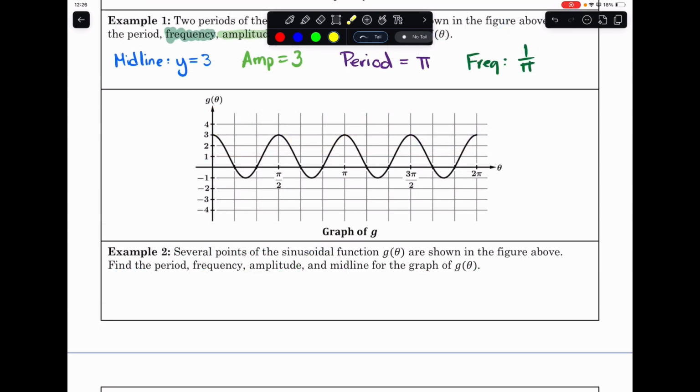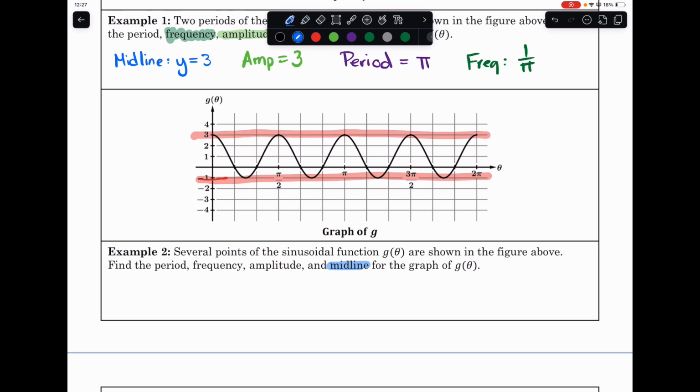Let's look at the second example. Several points of the sinusoidal function g of theta are shown in the figure above. Again, we want to find the same things as before. I again would start with the midline, and I would want to find where the midline of the sinusoidal function is. So here, to get the middle, I just see what the lowest value is. So let me do that in red. The lowest value, highlighter, is -1. The highest y value is +3.